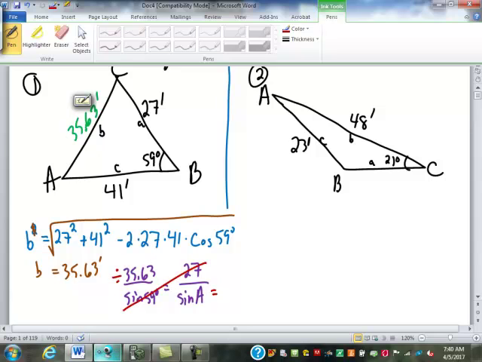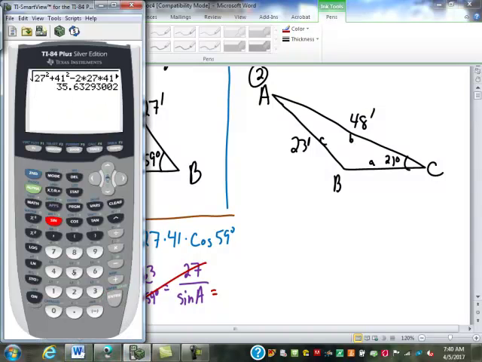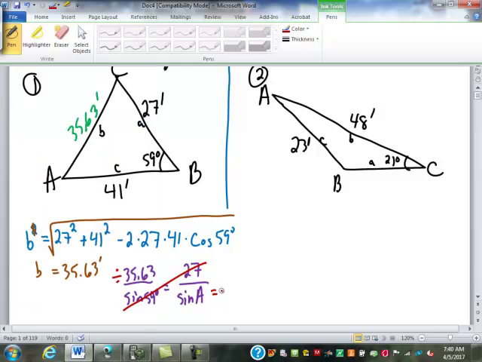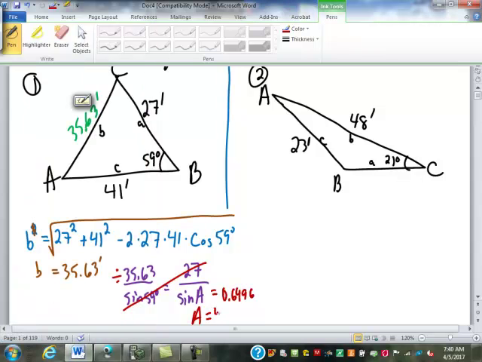So we have the sine of 59 degrees times 27 divided by that 35.63 gives us 0.6496. So we do an inverse sine to get that angle A is 40.51 degrees.